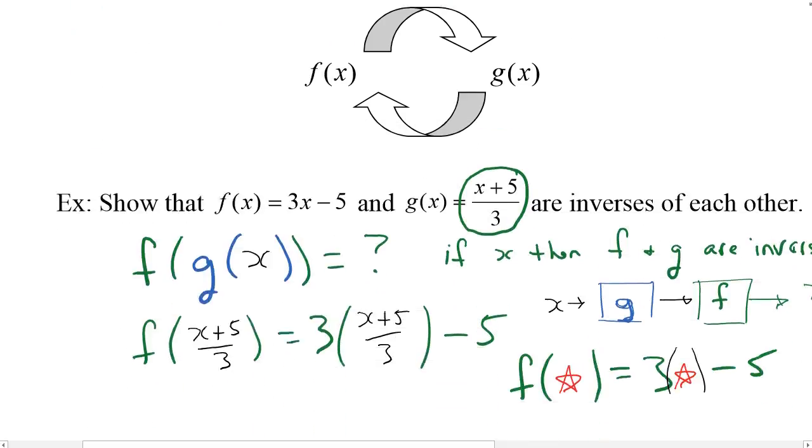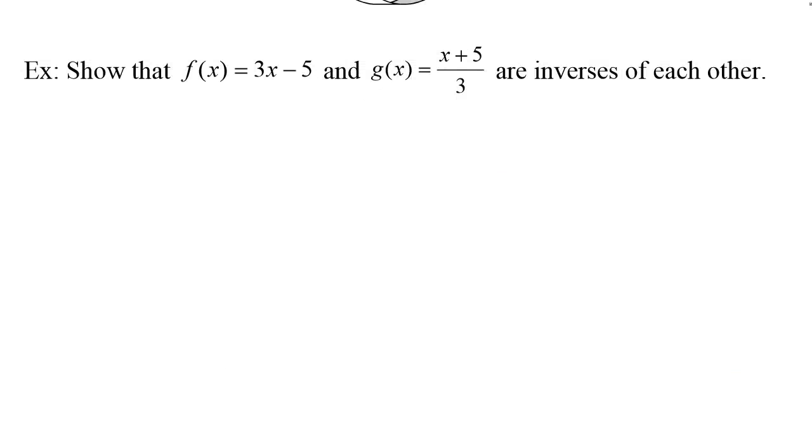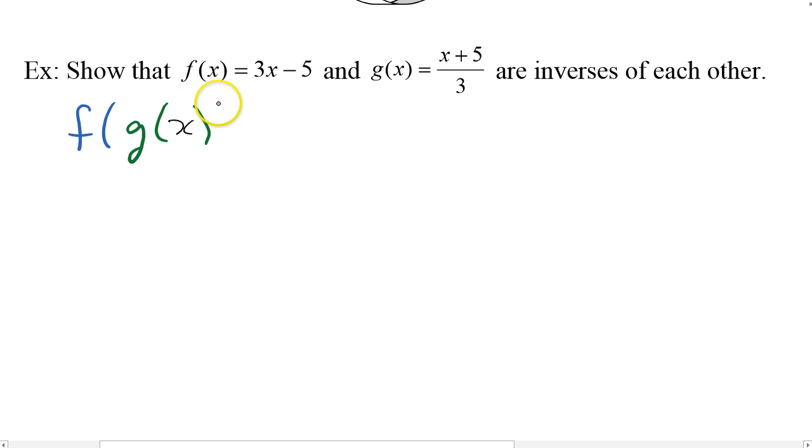Okay, I've got to do some erasing here. So in this example, we're going to show that f of x is equal to 3x minus 5, and g of x is equal to x plus 5 over 3, are inverses of each other. And we had just said that what we need to do is show that f of g of x is equal to x. If that is equal to x, then they are inverses.